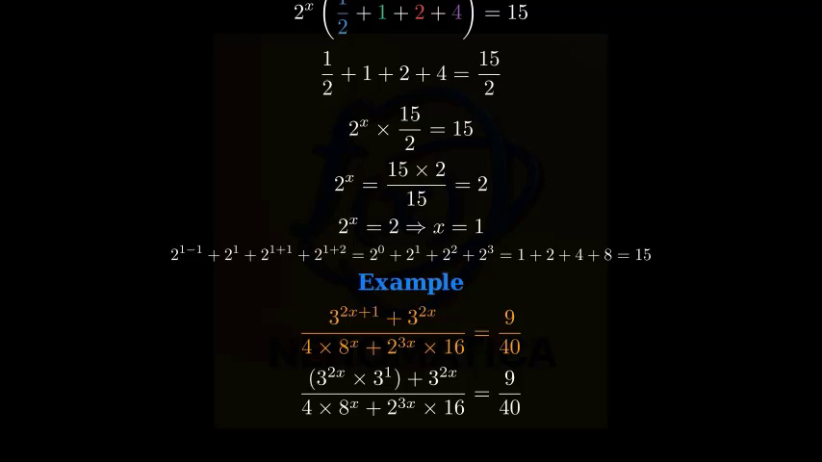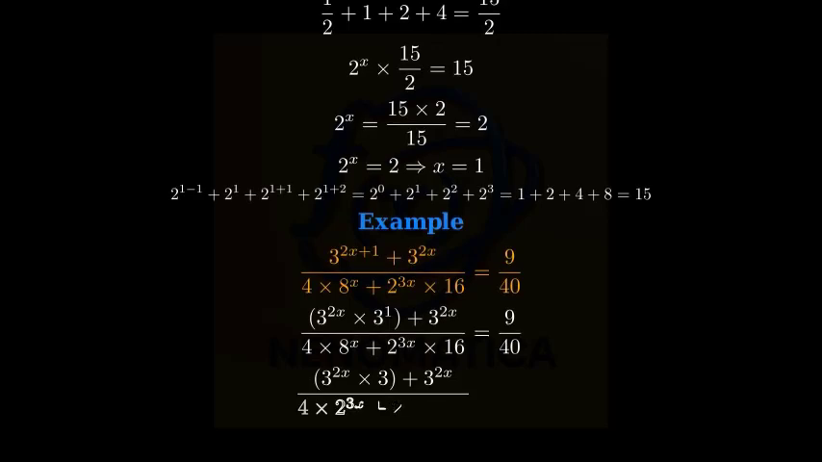Next, let's work on the denominator. First, notice that 8 to the power of x is equal to 2 to the power of 3x, since 8 equals 2 cubed. So 4 times 8 to the power of x becomes 4 times 2 to the power of 3x. Also, 16 equals 2 to the fourth power. So 2 to the power of 3x times 16 becomes 2 to the power of 3x times 2 to the power of 4, which equals 2 to the power of 3x plus 4.